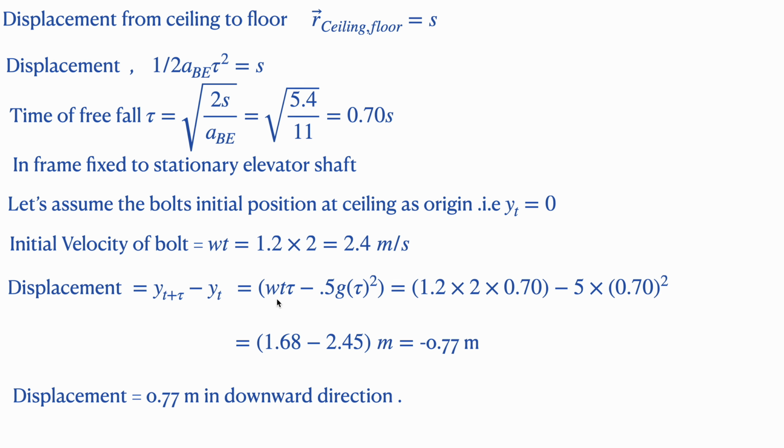Initial velocity u is w t, so displacement equals u tau minus 0.5 g tau square, which will be equal to 1.2 multiplied by 2 multiplied by 0.7 minus 5.0 multiplied by 0.7 whole square. On simplification, we will get 1.68 minus 2.45 meter equals minus 0.77 meter. So displacement will be 0.77 meter in downward direction.